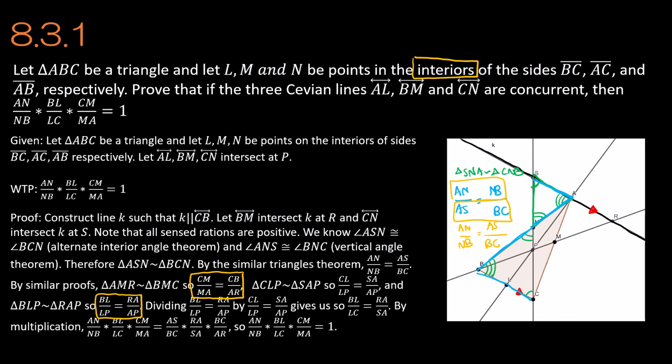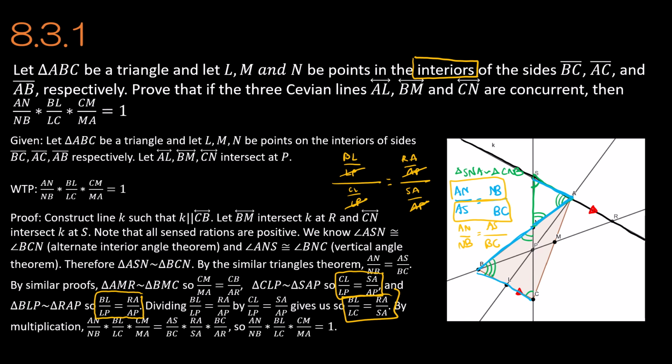So here's the tricky part. Now I have all of those ratios. So now I'm saying if I take BL over LP equals RA over AP, and I divide it by CL over LP equals SA over AP, as you can see, I would have BL over LP, and I would divide it by CL over LP. And on the other side, I would have RA over AP, and then I would divide it by SA over AP, and we can see that's where we get BL over LC, and then RA over SA.